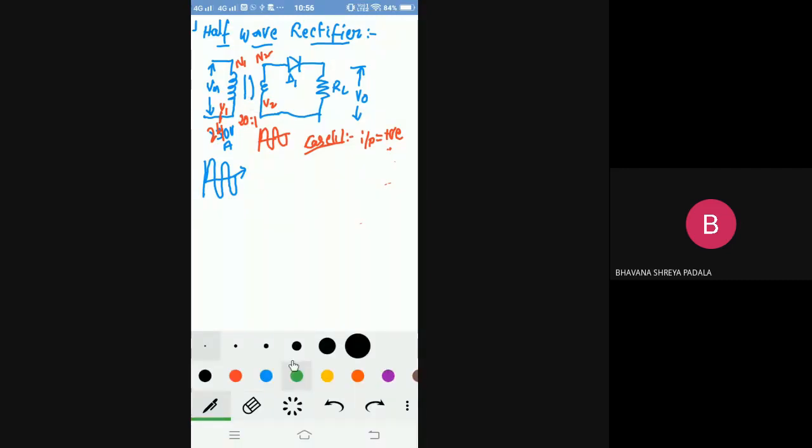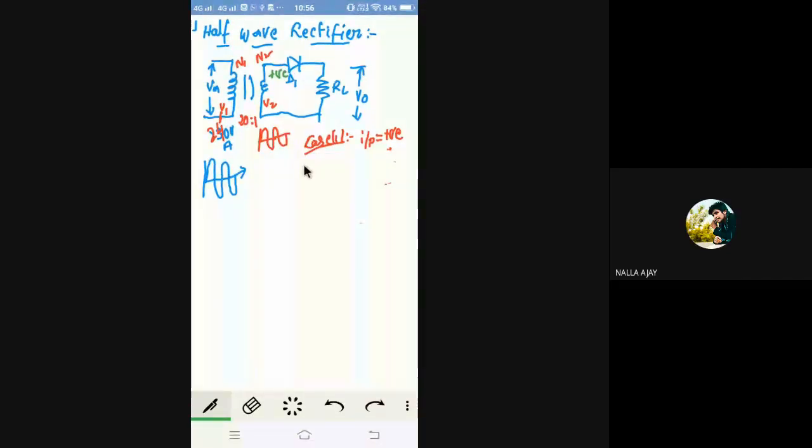Now this positive is connected to the P terminal of the diode D1. What is diode D1, in on condition or off condition? Is diode D1 in forward bias or reverse bias? Forward bias, sir. Yes. Whenever we give a positive to the P terminal of a diode, diode D1 is in forward bias condition. Forward bias condition means it is acting like an on switch.